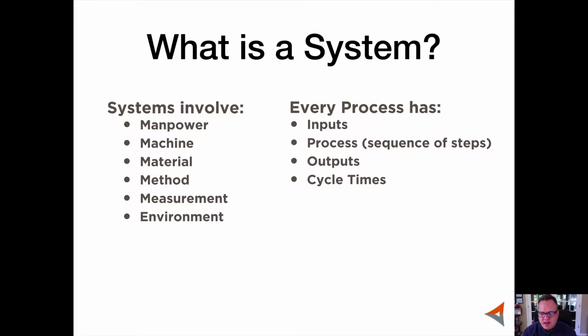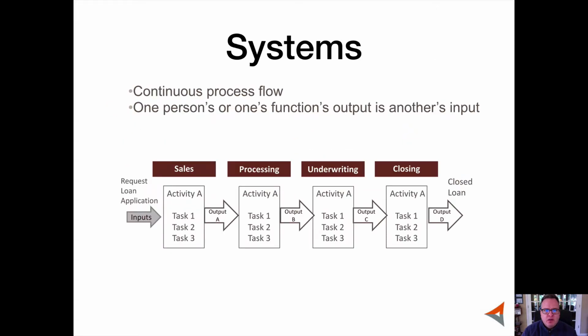A process, every single one has an input or inputs, a process or a sequence of steps that happen, and then outputs and then measurements. You can measure the cycle time of how long that process takes. So, with that in mind, we think of systems as a continuous process flow where one person or one function's output is another person's input.